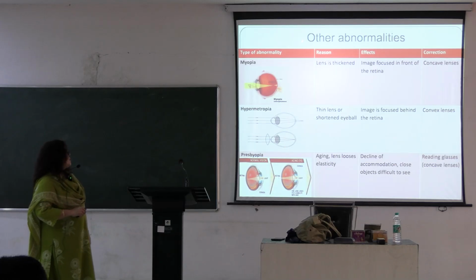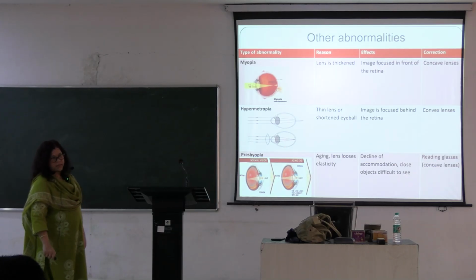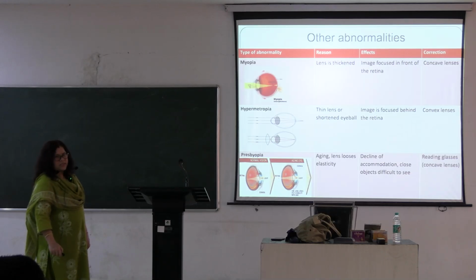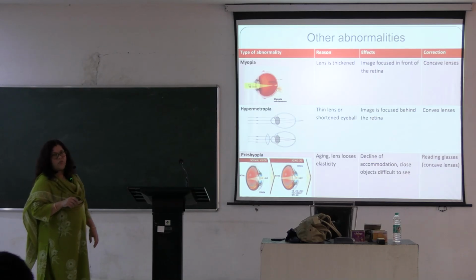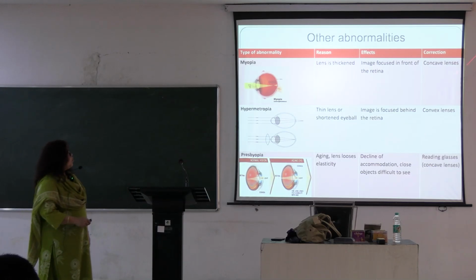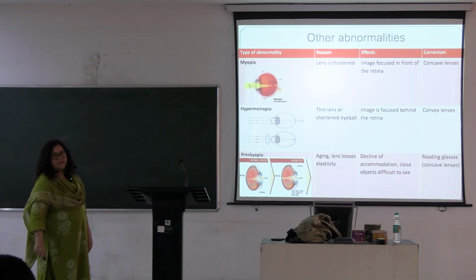Myopia is treated by concave lenses. Is a concave lens diverging or converging? The image is focused in front of the retina, so we need diverging light. We diverge the rays and focus them at the retina. So concave is the diverging lens and convex is the converging lens.